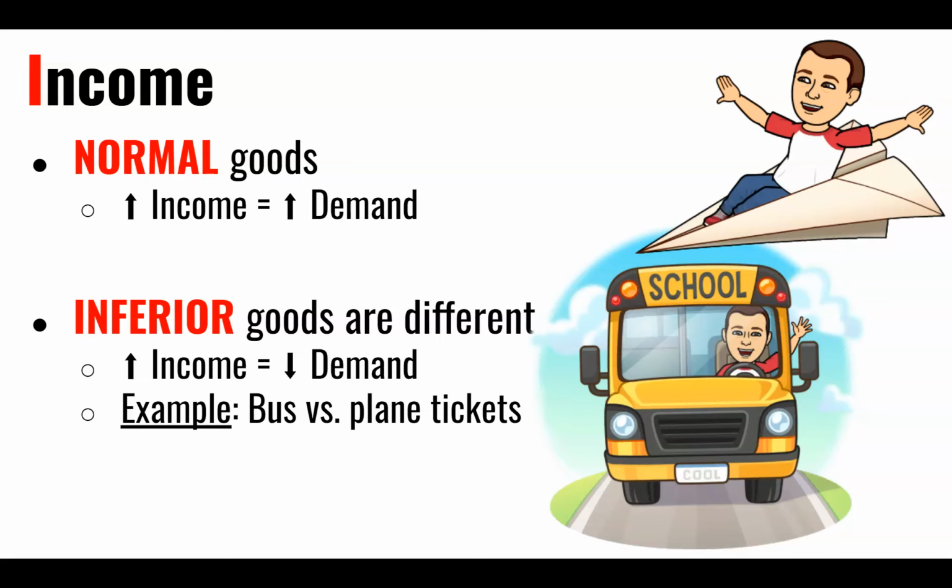So if your income rises, you'll take fewer bus trips because you can now afford a plane ticket, which is far more enjoyable. And so your demand for planes will rise and your demand for buses will fall. So that's the interaction between a normal good and an inferior good.